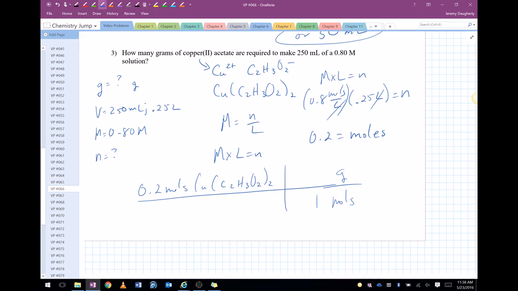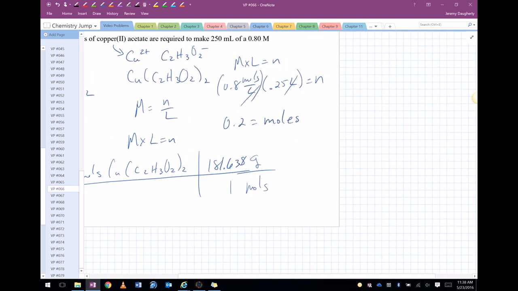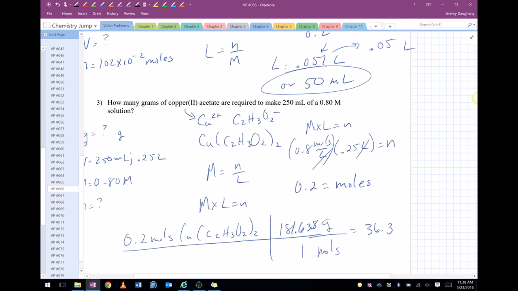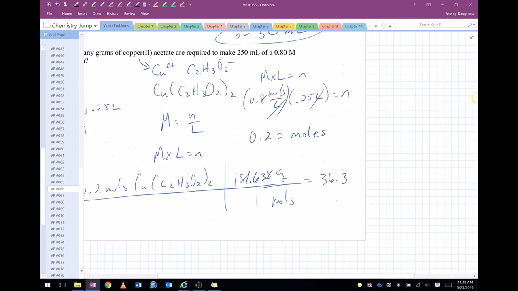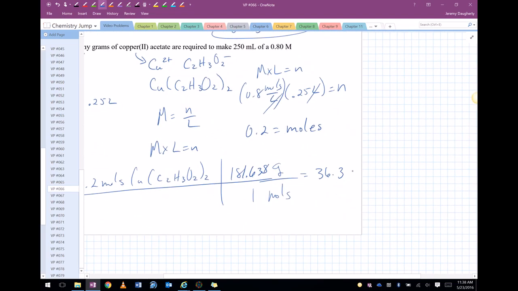I got 181.638 grams per mole. So multiplying that by 0.2 gives me 36.3, that's to 3 sig figs. Looking at the problem, I should probably just have 2 sig figs. So that's how many grams of copper 2 acetate I need to make this solution. And again, to 2 sig figs would be just 36.